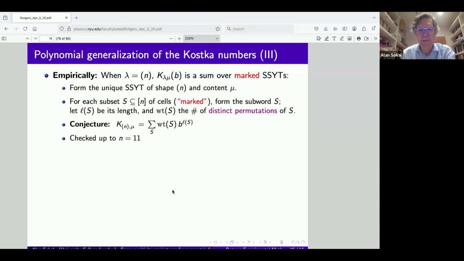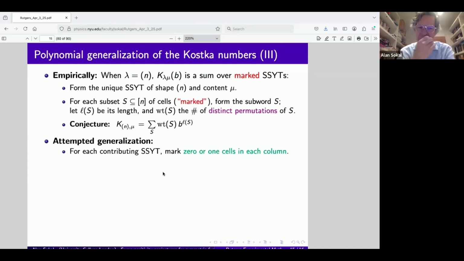And I've checked that up to n equals 11, so I suspect that it's true. Basically, I just looked at the data and guessed this. So it would be interesting to prove that conjecture. I don't know how to prove it. But of course, the next thing, after getting this conjecture, I said, okay, what if the partition is not just a single row? So here's my attempted generalization.